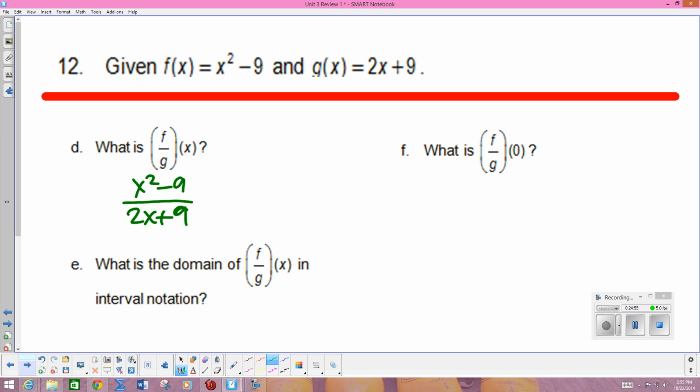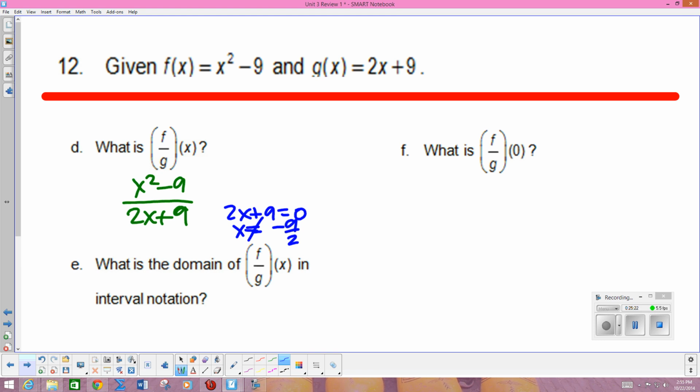We know that this is irrational. We know that this has two parts, but we have to be careful of the fraction being undefined. So I'm going to take 2x plus 9 and set it equal to 0, and I get that x is equal to negative 9 halves. And I'm going to say that x cannot be equal to negative 9 halves because that would make a 0 in the denominator, and when we have 0 in the denominator, that's going to be undefined.